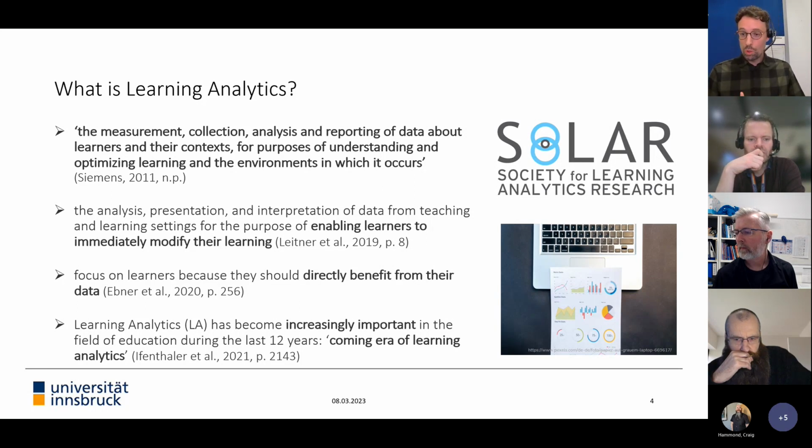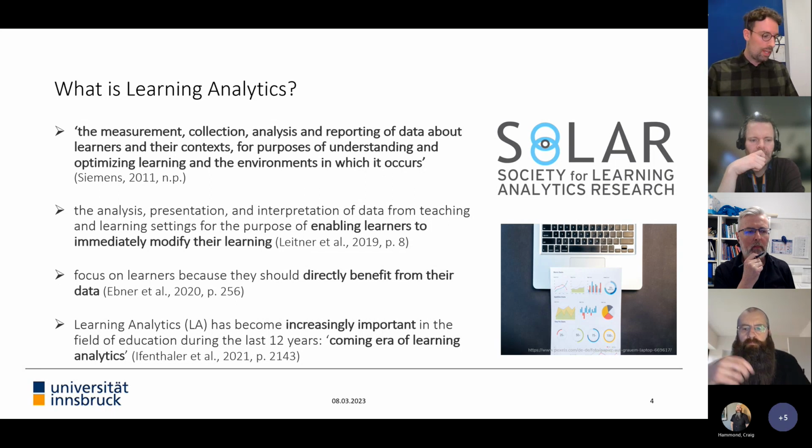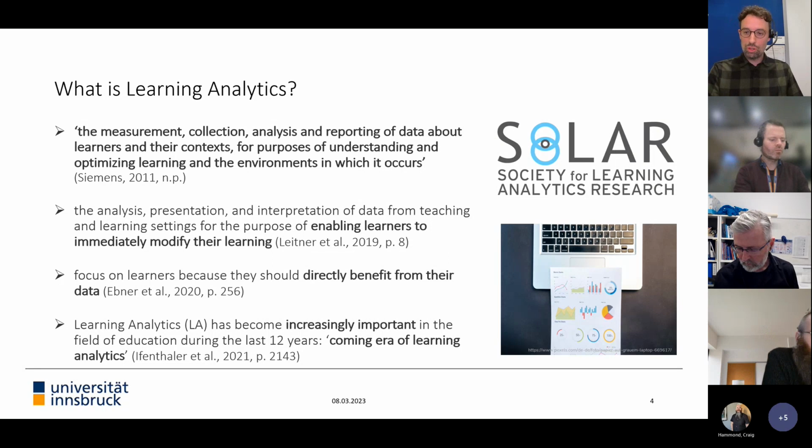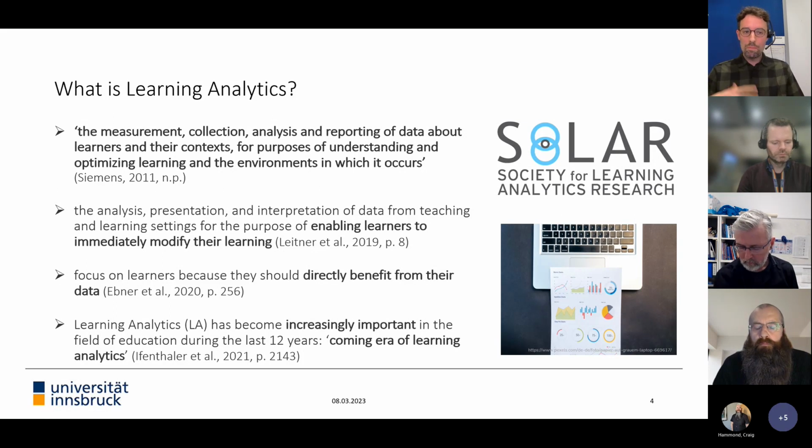So this definition is quite important because it was the first official one, and it's still dominant today in research and practice. For example, in Austria, the Forum New Media in Teaching defined learning analytics following this original definition and puts the focus more on the learner. So actual definitions specify this definition. And in the moment, the learner is at the focus, in the center, because the 2 people which I'm citing are from the University of Graz, Leitner and Ebner, and they argue that learners should be enabled to immediately modify their learning, and they should directly benefit from their data. So that's the goal of learning analytics.